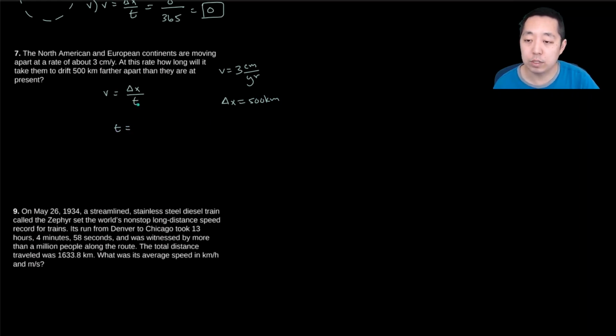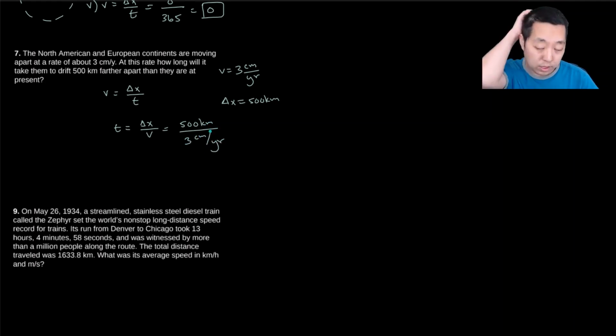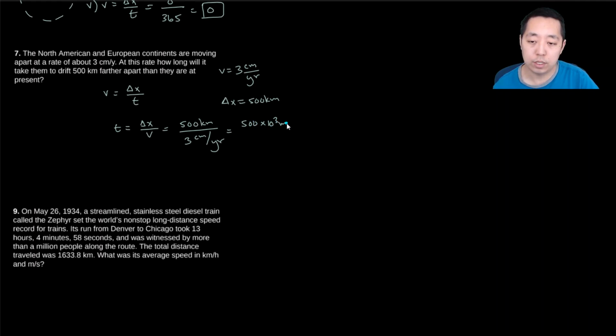So if I rearrange this equation, t is equal to delta x over v. Delta x is 500 kilometers, and this is 3 centimeters per year. Now, if you look at these units, it's going to be kind of weird, because these aren't the same units. So I need to make the kilometers and centimeters cancel. So I'm going to convert everything to meters. This is 500 times 10 to the 3 meters, 500,000 meters, and then 3 centimeters is 0.03 meters per year.